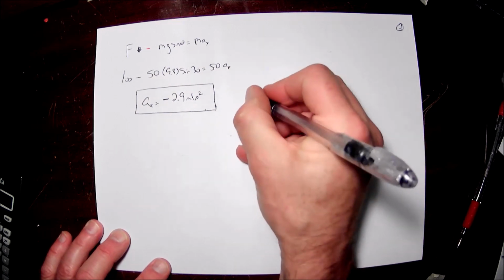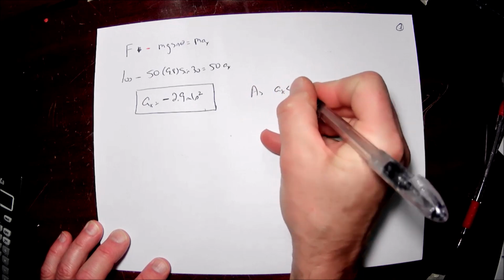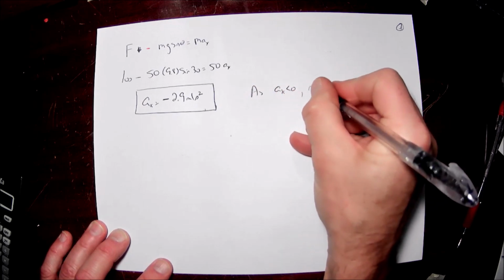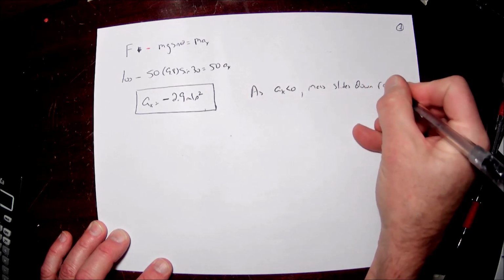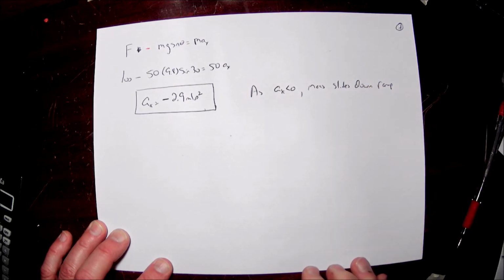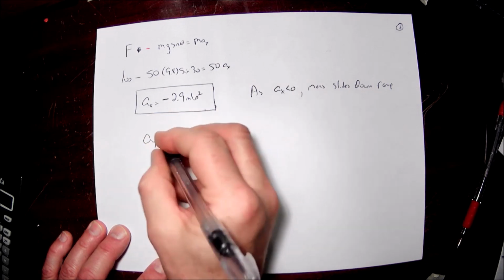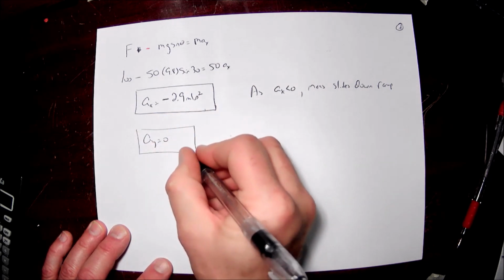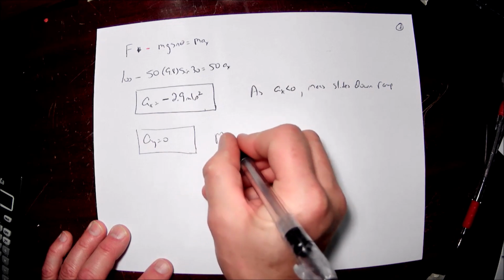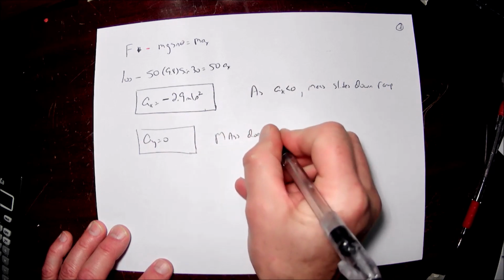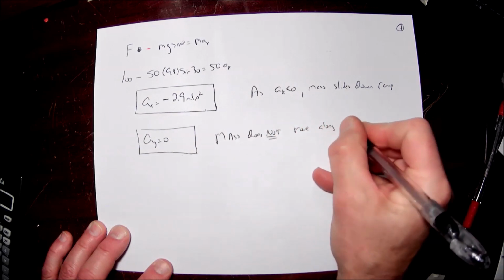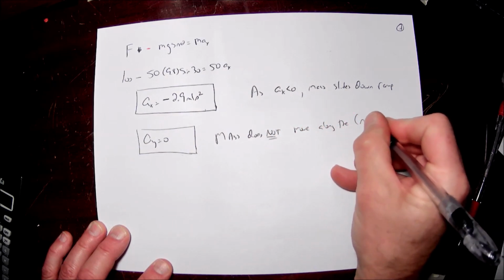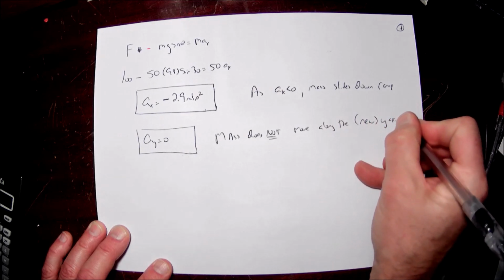And so as AX is less than 0, the mass slides down the ramp. And AY equals 0. Mass does not move along the new y-axis.